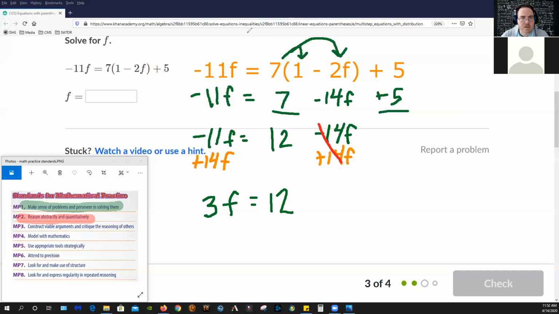So our next inverse operation, we'll just divide both sides by 3. Now the reason we're doing that is because 3 divided by 3 is 1, which is what we wanted. So you'd end up with 1f equals 12 divided by 3, which is 4. So we attended to precision.